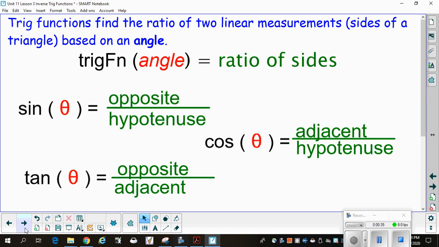Trig functions find the ratio of two linear measurements or sides of a triangle based on a given angle. Remember that we have our trig function. We pass it the angle, and it returns the ratio of sides. Looking at sine, sine of theta, where theta is the measure of our angle, returns the measure of the opposite side over the hypotenuse. The cosine of an angle returns the adjacent over the hypotenuse, and the tangent of an angle returns the length of the opposite side over the adjacent side.